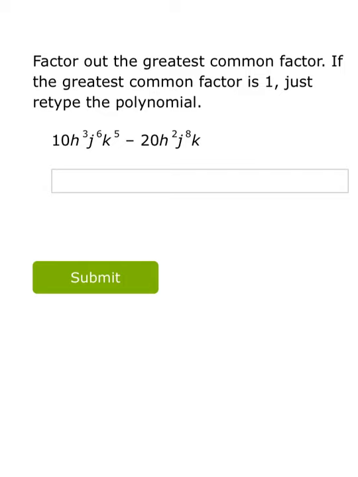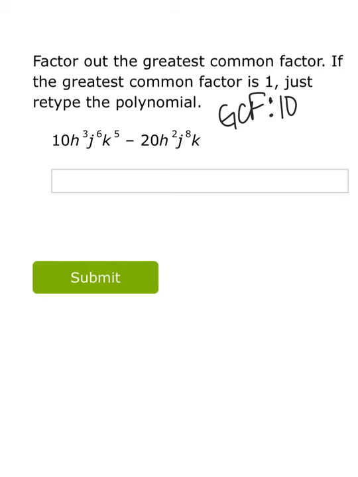Alright, you survived and made it to the last problem. So let's go ahead and factor this thing and we will be done. So let's start by finding the greatest common factor of 10 and negative 20. Well, I know that 10 goes into 10 and 10 goes into 20. So the GCF for the coefficients would have to be 10.